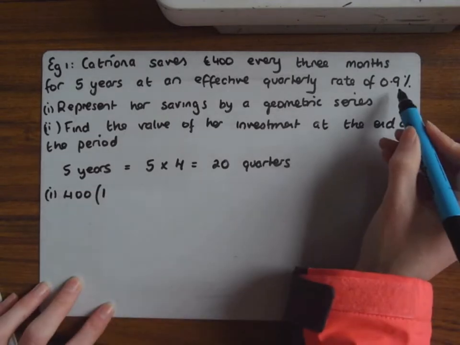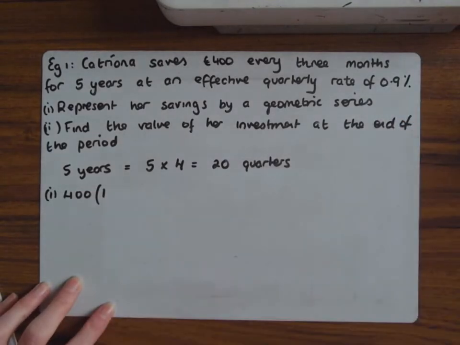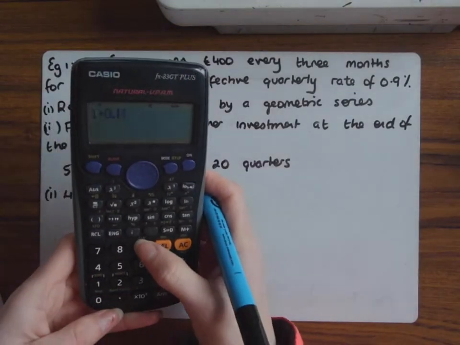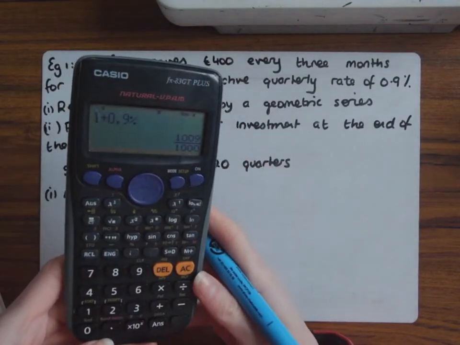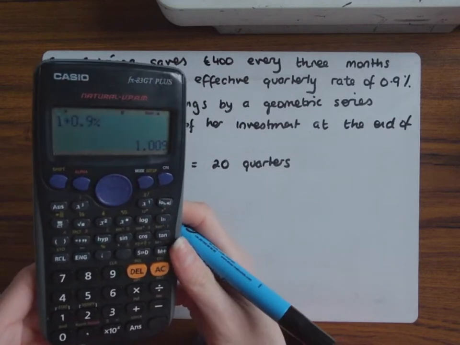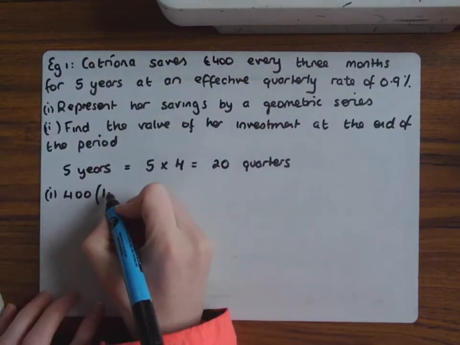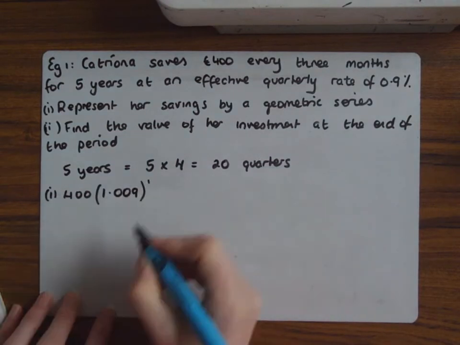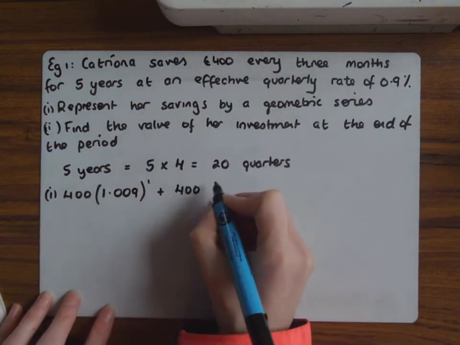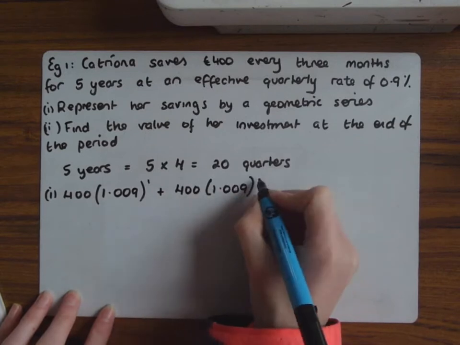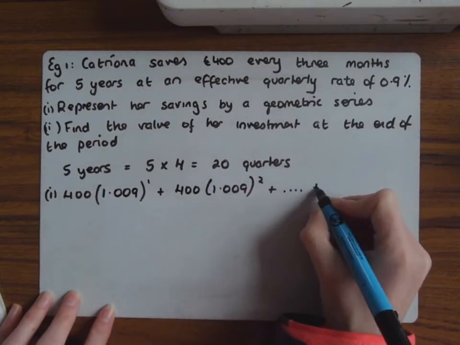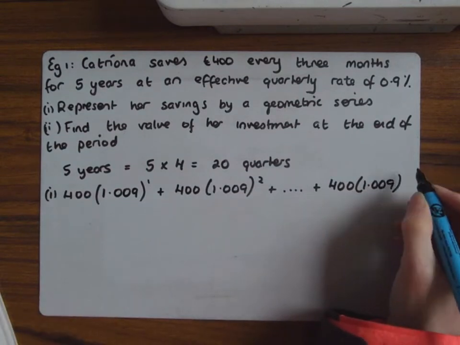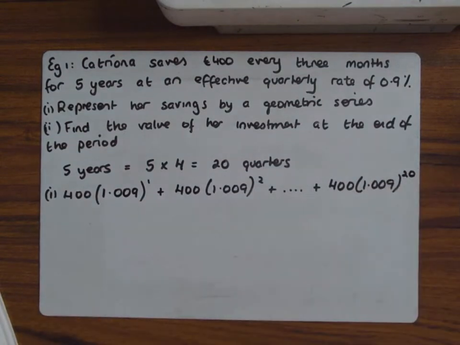So, 0.9%. So, it's 1 plus 0.9%. Okay? 1 plus 0.9%, 1.009. That's the first quarter. Second quarter, up to the 20th quarter. Okay?